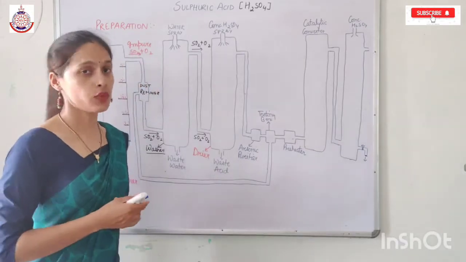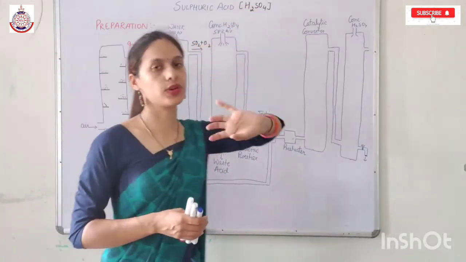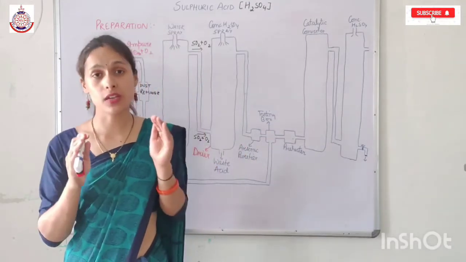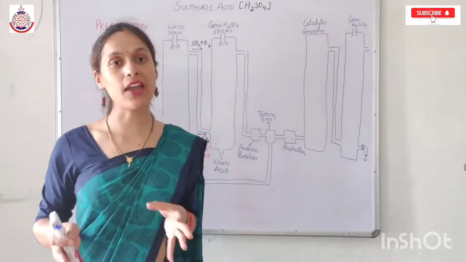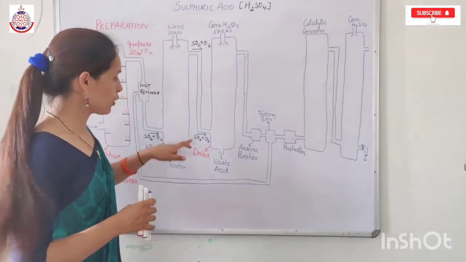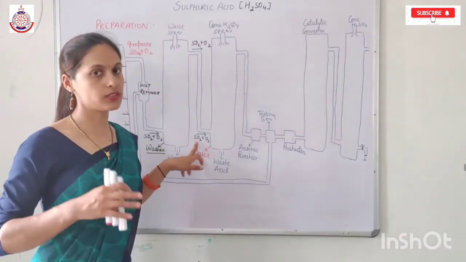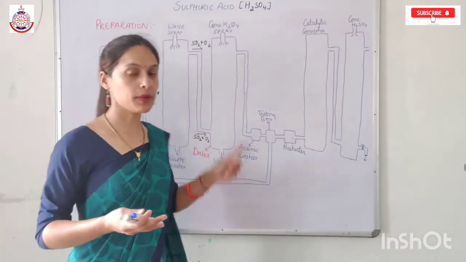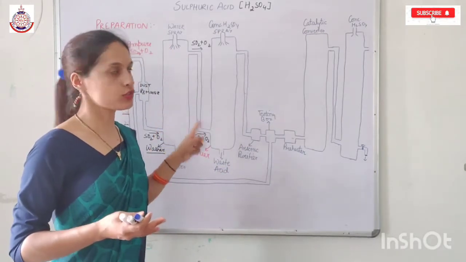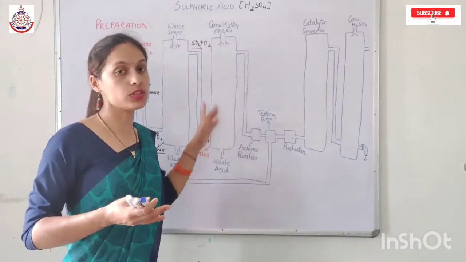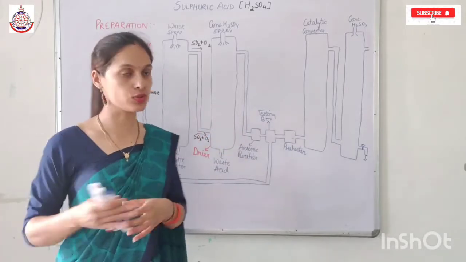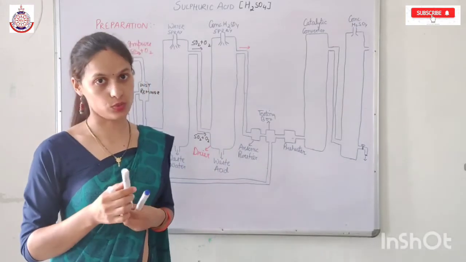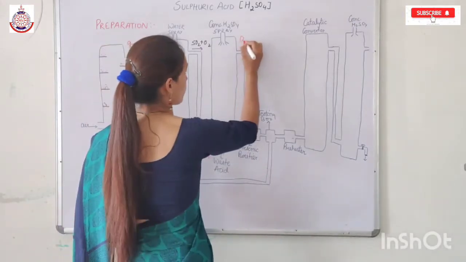For the dryer we use a concentrated sulfuric acid spray, because sulfuric acid has a very high affinity towards water. So this SO2 is free from the water soluble impurities, but it is wet. Why? Because of the presence of the water spray. So through this we dry the wet SO2, and from here we get dry SO2 and O2.